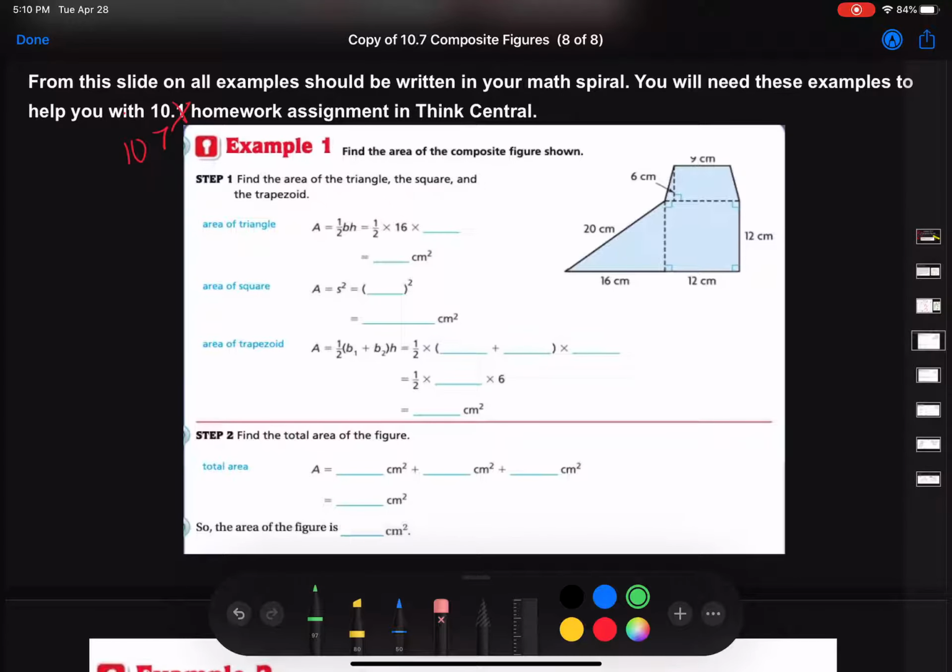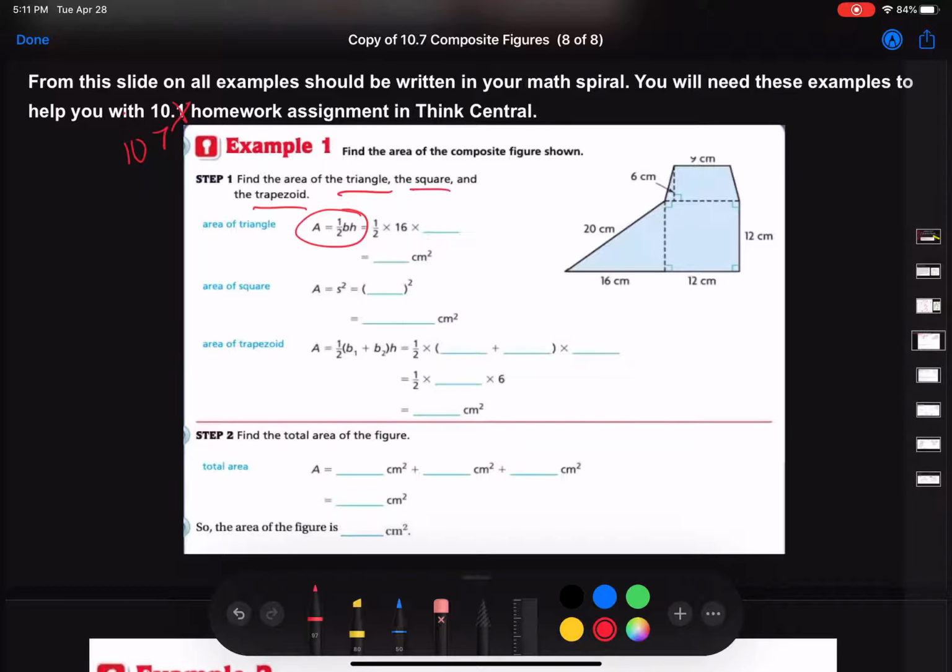And let's follow the steps. What do we have here? We have a triangle, we have a square, and we have a trapezoid. So the first thing it's asking you to do is the area of the triangle. And here's your formula: 1/2 times base times height.